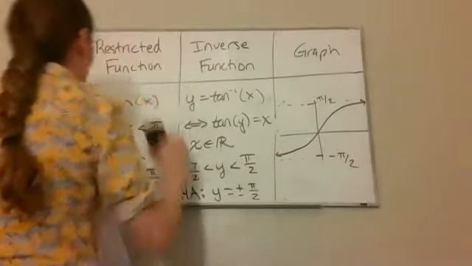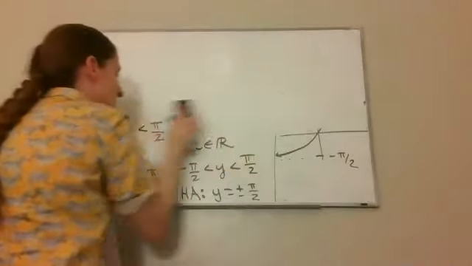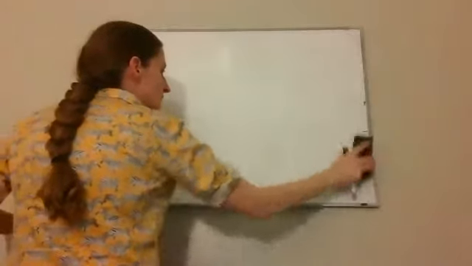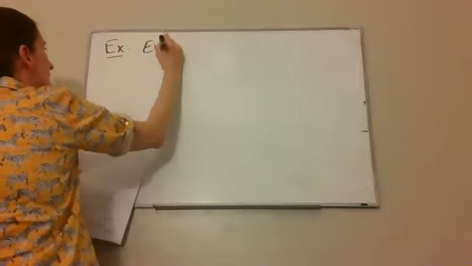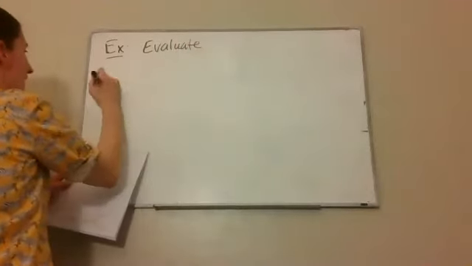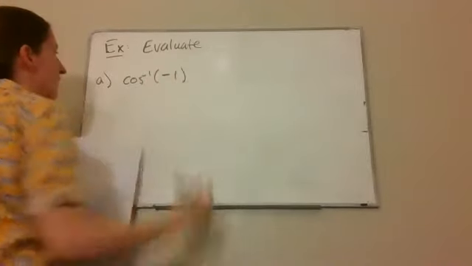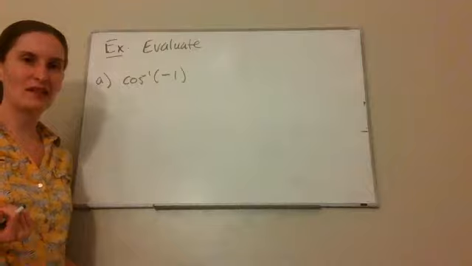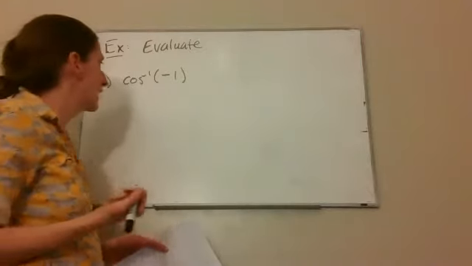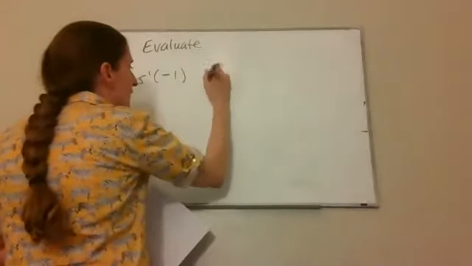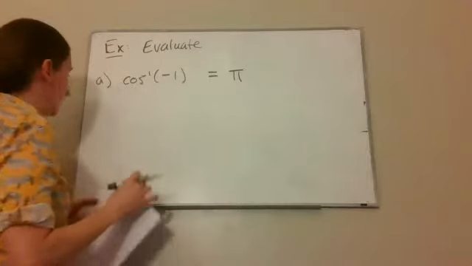All right, so let's evaluate some things using these inverse trig functions. So we'll start by evaluating inverse cosine of negative 1. So we have to think about what this means. This is saying what angle, when I plug it into cosine, will give me a result of negative 1. And that, of course, is going to be pi. And that output is in my range of acceptable values.